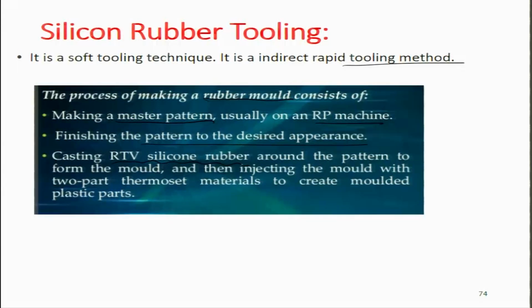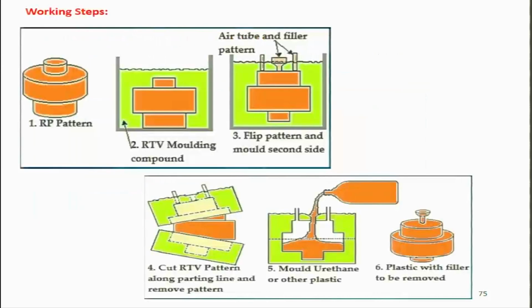It comprises the following steps. You make a master pattern, usually on a rapid prototyping machine, and finish the pattern to the desired appearance. Then you cast the silicone rubber, what we better know as PDMS, polydimethylsiloxane, around the pattern to form the mold, and then inject the mold with a 2-part thermoset material to create a molded plastic part. This is represented here. In the first instance the RP pattern is made using FDM or other processes that I explained in the last lecture.